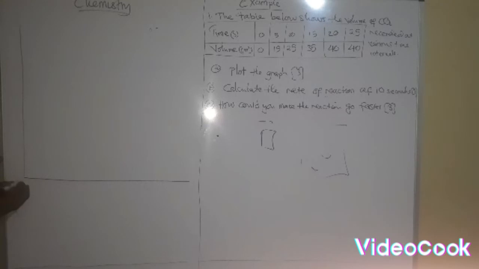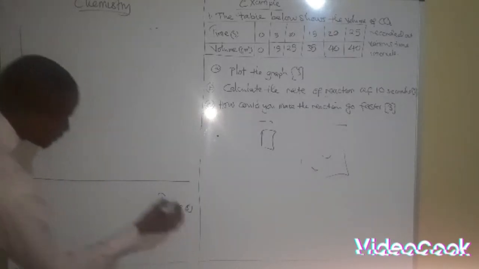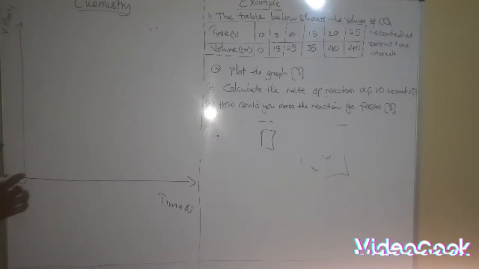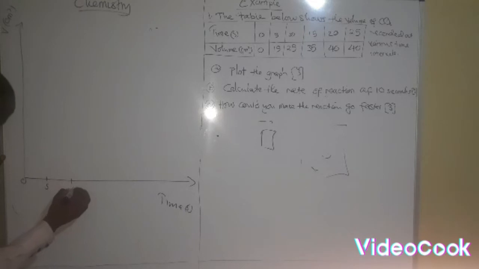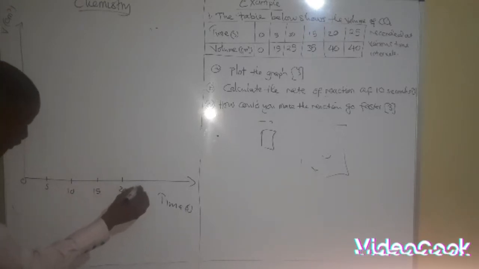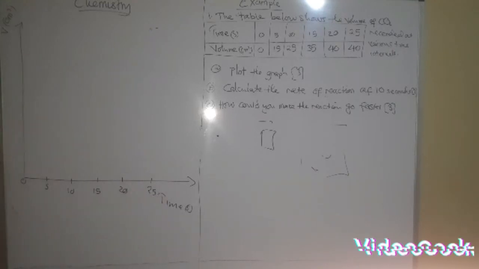Okay, this is the starting point. As usual, this is time in seconds. Then here it is volume in centimeters cubed, as you can see there. Volume of carbon dioxide. So time is starting from 0 up to 25. You have 0, 5, 10, 15, 20, then 25. Then volume is starting from 0 up to 40.